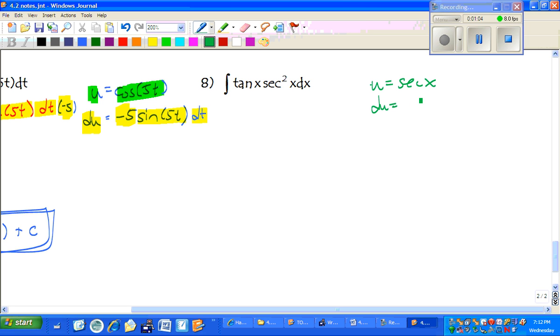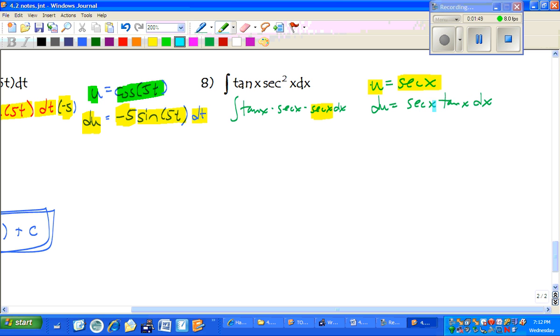Du, derivative of secant, is secant of x times tangent of x dx. So now think about this, right? Really what we have here is tangent of x times secant of x times secant of x dx. Normally we would go ahead and say, okay, u squared times dx and the tangent of x. But seeing that our du is secant times tangent, we need one of those secants for our du. Right? Secant of x, one of these, we'll just say this one, is going to become u.